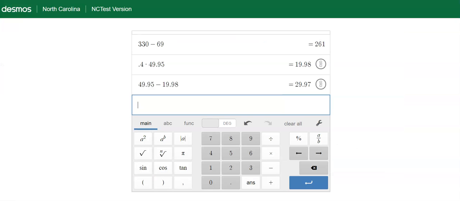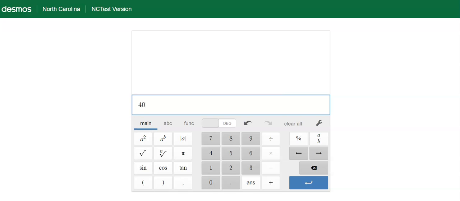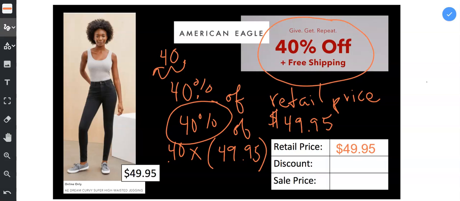Let me just show you that changing 40% to a decimal does come out to be 0.4. 40 divided by, remember to change to a decimal, you divide by 100. So we get 0.4. So it's 0.4, 40% of, which is times 49.95, and we get a discount of $19.98. So I want you to actually type or write the dollar amount. So the dollar amount that we got was $19.98.